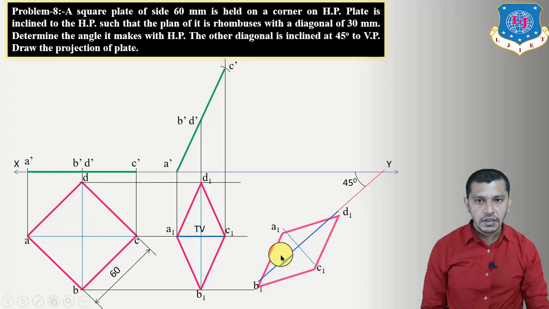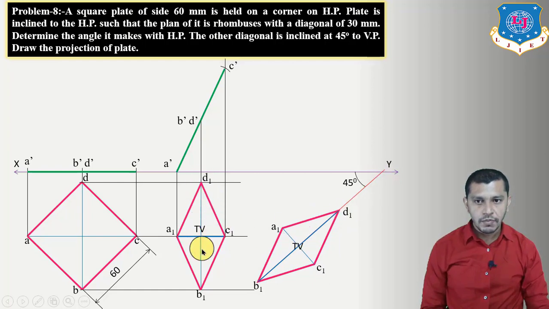Connect these points, and it will be the top view of the rhombus in the third stage, which is inclined at an angle of 45 degrees, or we can say that the diagonal B1 D1 of the rhombus is inclined at an angle of 45 degrees in the third stage. Now we have to draw the elevation in the third stage.